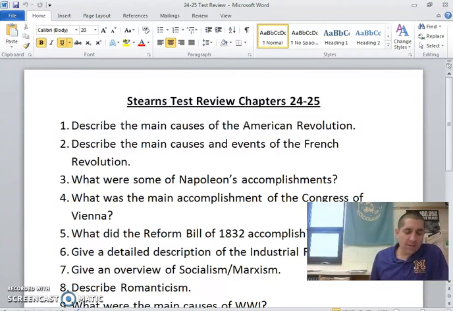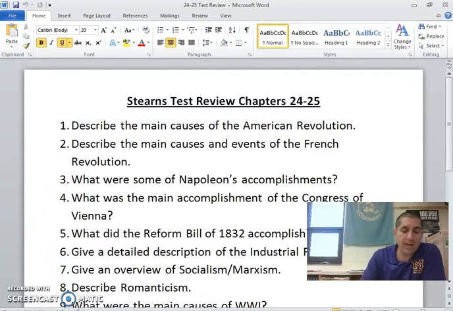All right, number one, describe the main causes of the American Revolution. Enlightenment ideas, taxes, the British raising the taxes in the American colonies, but perhaps the biggest reason was just the American colonies' resistance to British rule.